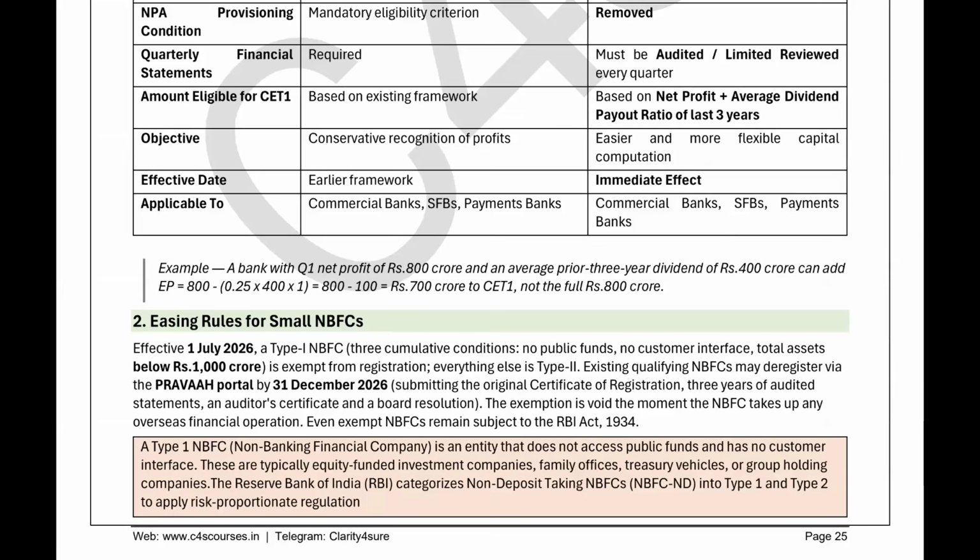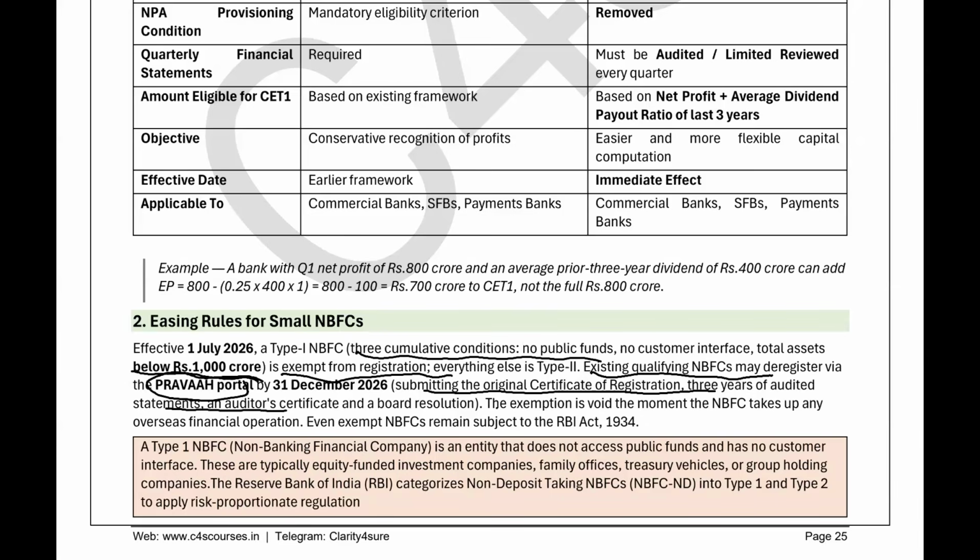Now, second, easing rules for small finance banks, right? So try to understand. Effective from 1st July 2026. A Type 1 NBFC, with three cumulative conditions: no public funds, no customer interface, total assets below rupees 1000 crore, is exempted from registration. Everything else is Type 2. Existing qualifying NBFCs may deregister via which portal? Parivesh portal by December 31st, 2026, submitting the original certificate of registration, 3 years of audited statements, and an auditor's certificate on a board resolution.